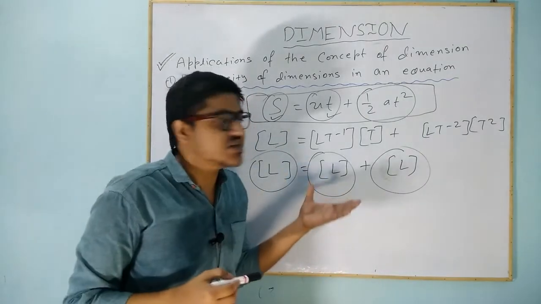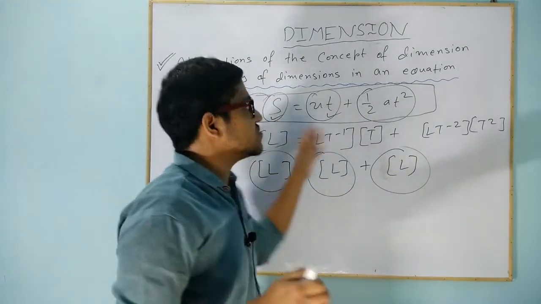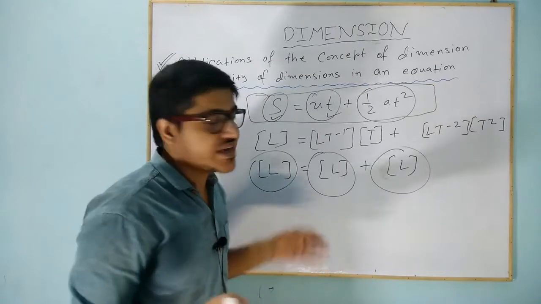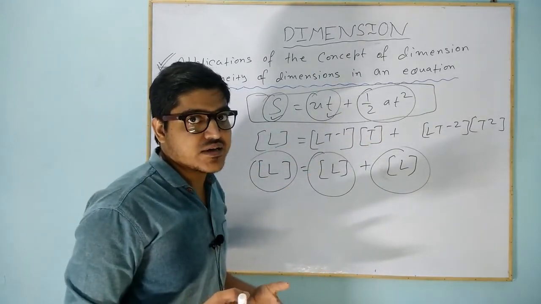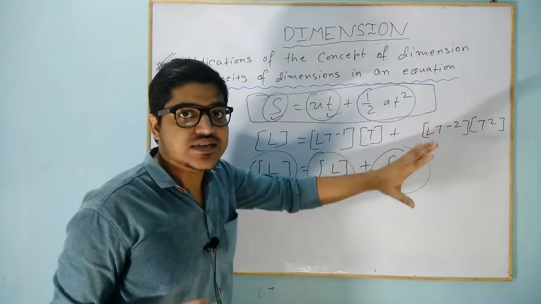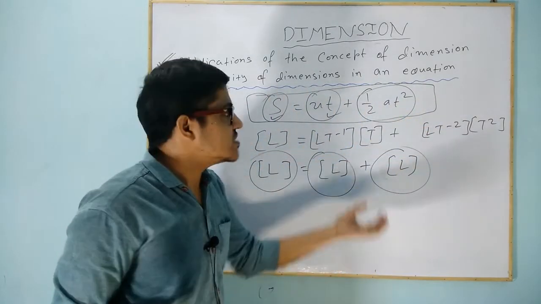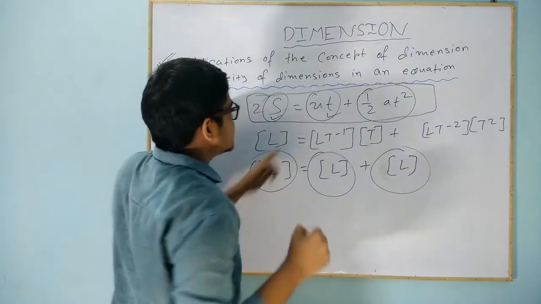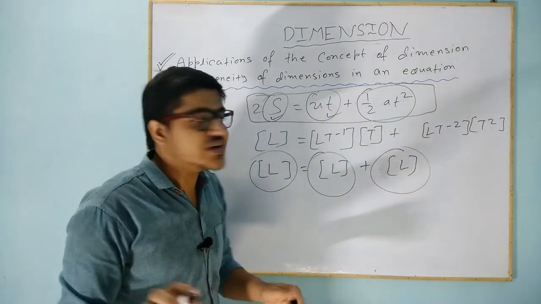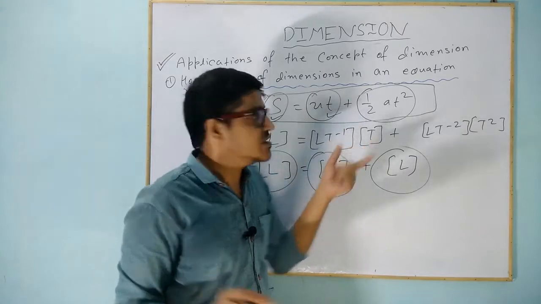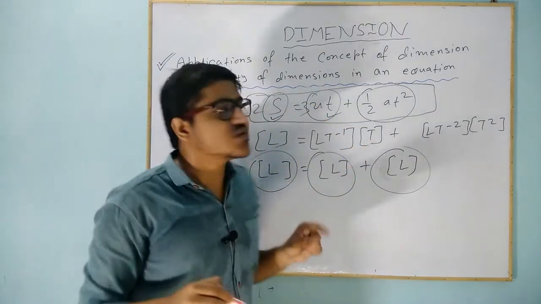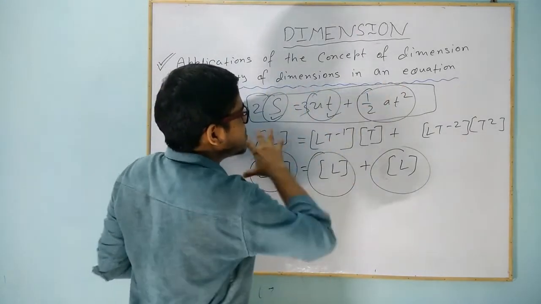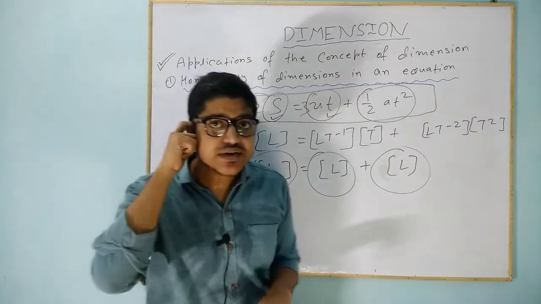Now, there is an obvious limitation of the principle of homogeneity of equation. That limitation is that you can put any constant anywhere in this equation and still this equation would be dimensionally correct, because pure numbers have no dimension. They are dimensionless. So even 2s is equals to ut plus half at square is dimensionally correct, but it is not a correct equation, right? Even 2s is equals to 3 ut plus half at square is dimensionally correct, because still the dimension of this term 2s, 3 ut and half at square all are same and all are L, right?